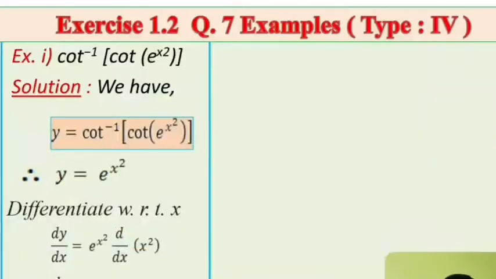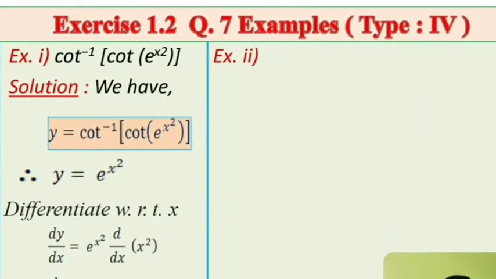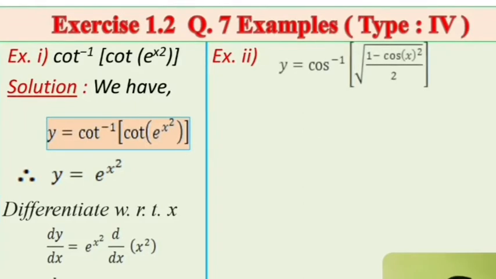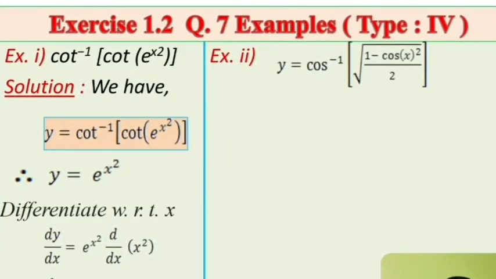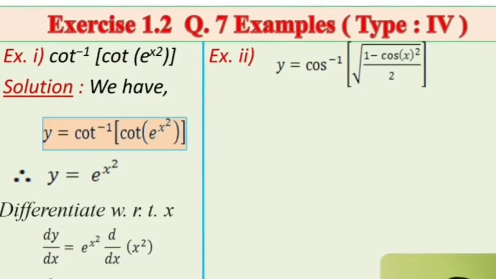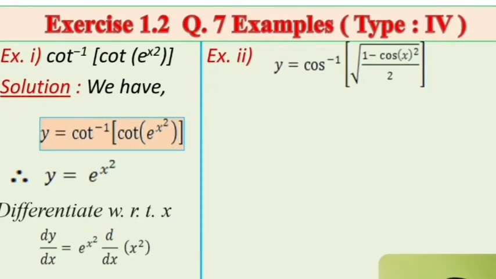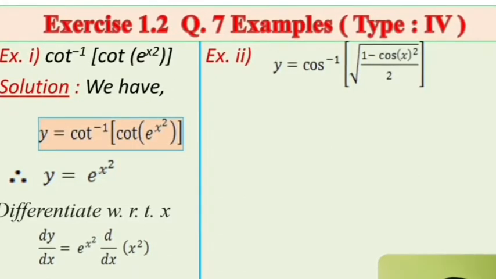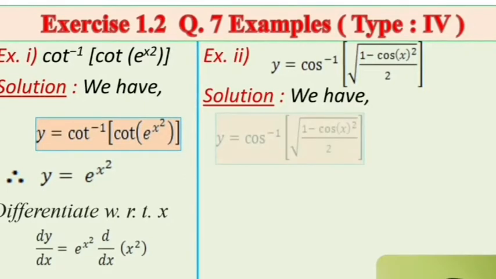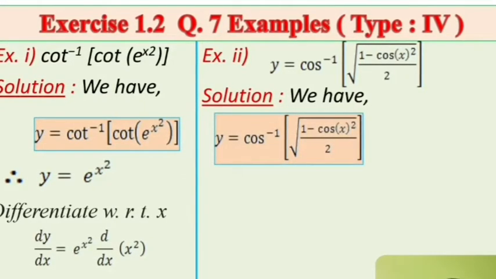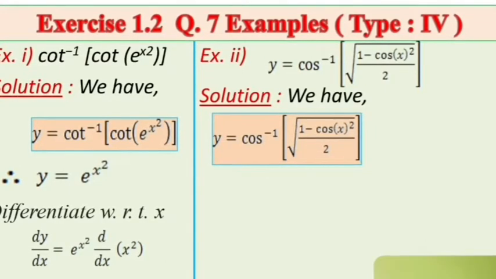Now taking another example of the same type, the second example. The given function is y equal to cos inverse of (root of (1 minus cos of x square) upon 2). That is our function. Now we have to find the derivative of the given function. Again, the given function is y equal to cos inverse of root of (1 minus cos of x square) upon 2.